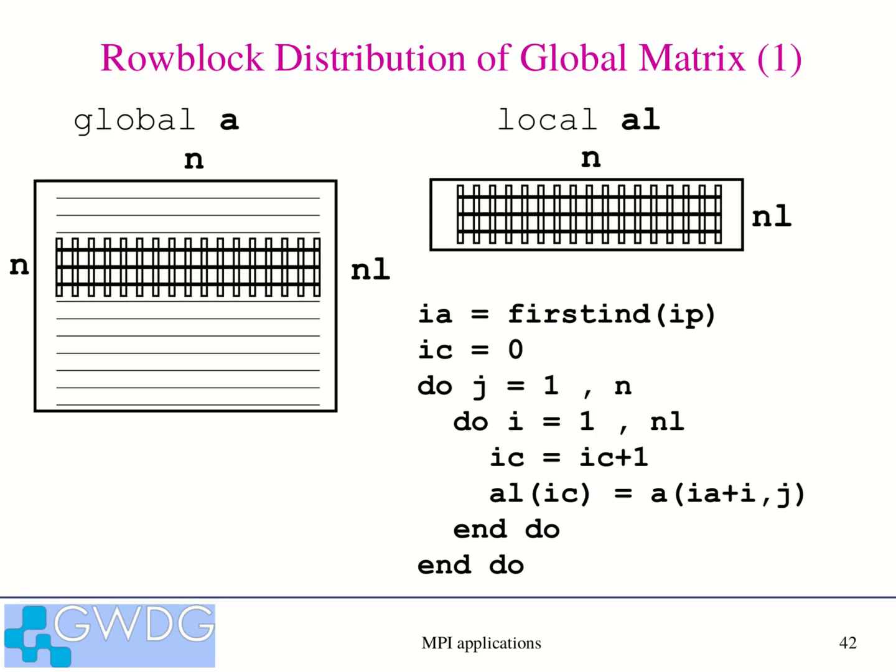Then you can send this contiguous memory content in one call of send. Just the number of elements to send is then n times nl from this process 0, which I have collected in the local array AL, the local matrix AL. You can send it to the process IP.